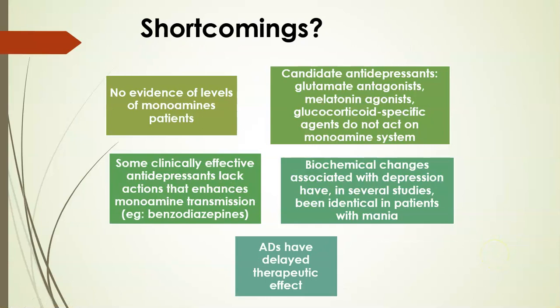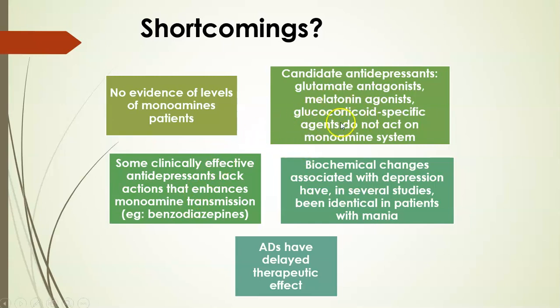Right. So the first problem with this hypothesis is that there's no real evidence for levels of monoamines, right? If you say that it is because of a deficiency in the levels of the monoamines, where is the proof? You should be able to take a blood sample or a lumbar puncture sample to actually prove that the levels are actually low. But no, there is no real proof. And secondly, some clinically effective antidepressants actually lack actions that enhance monoamine transmission, like benzodiazepines. It has nothing to do with monoamine transmission, and yet it works.